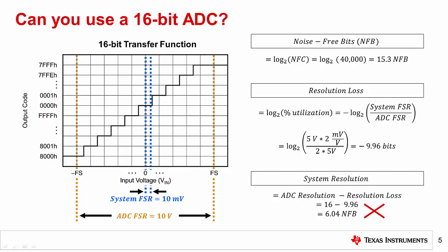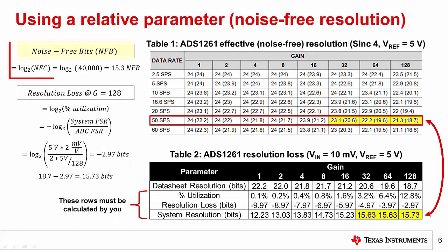Instead, you can apply the information learned in the previous Precision Labs modules to the datasheet noise tables of an ADC with an integrated amplifier to determine if it meets your system requirements. But if you do want to learn more about how amplifier noise affects ADC performance, you can view the Precision Labs modules on this topic. To begin, recall that the system noise-free resolution target is 15.3 bits. Now we need to compare this value to the performance of an ADC. Shown here are the effective and noise-free resolution tables for the ADS1261, a 24-bit, high-precision, low-speed delta sigma ADC.